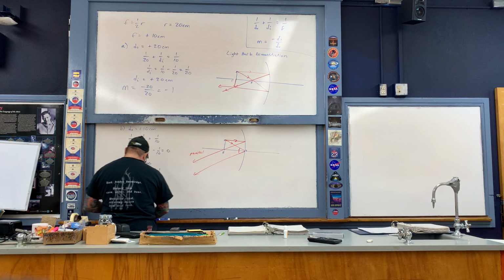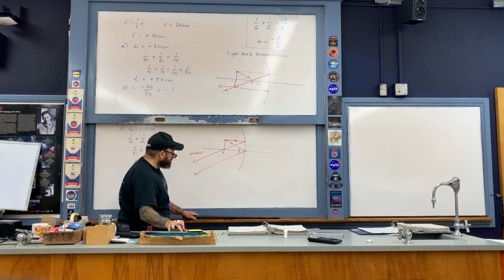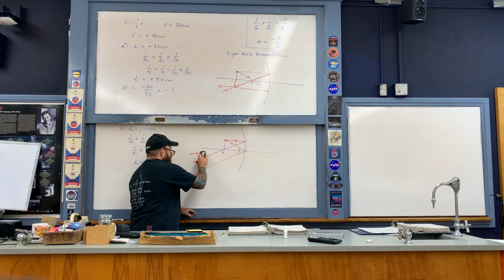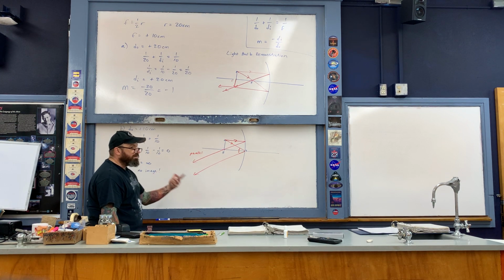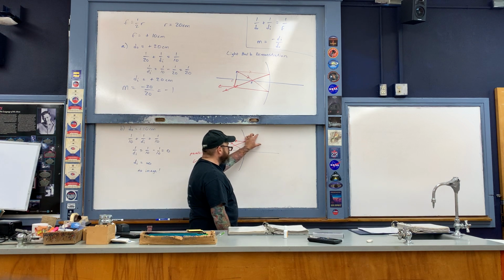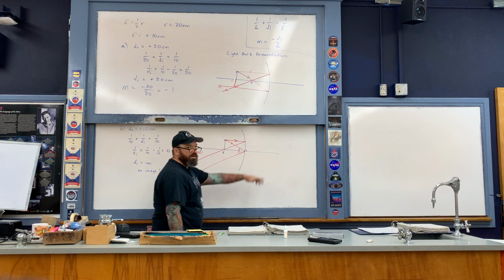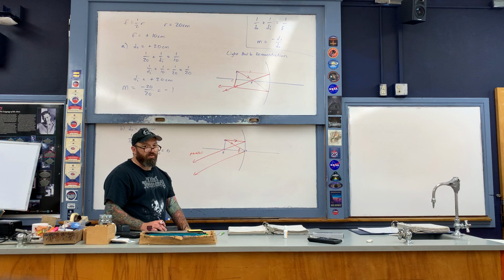Notice that these 2 reflections are parallel. Because these 2 light rays are parallel to each other, they do not converge over here somewhere to form an image, nor do they appear to be diverging from somewhere here behind the mirror. So therefore, there is no image.